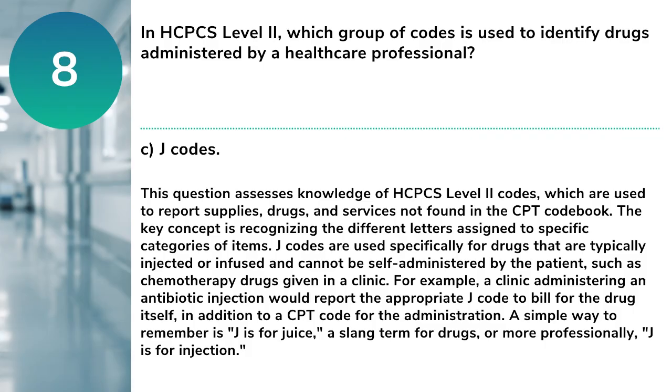For example, a clinic administering an antibiotic injection would report the appropriate J code to bill for the drug itself, in addition to a CPT code for the administration. A simple way to remember is J is for juice, a slang term for drugs, or more professionally, J is for injection.